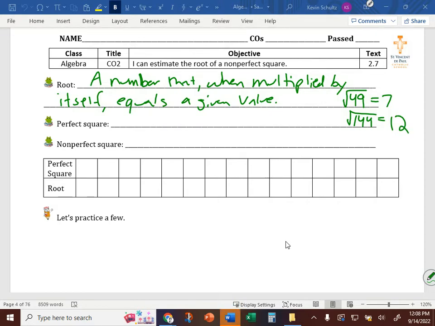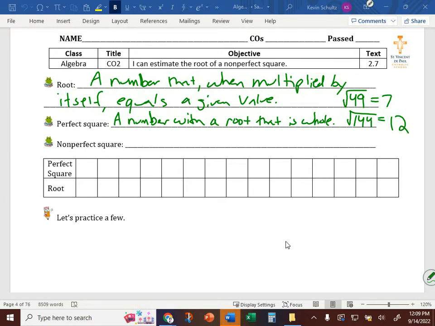And so then we get into two types of roots. There's the perfect square and there's a non-perfect square. A perfect square, we talked about this with our rational, irrational, right? 49 and 144 are both examples of perfect squares because why? They both have a square root that's a number that doesn't have decimals. A perfect square is a number with a root that is whole.